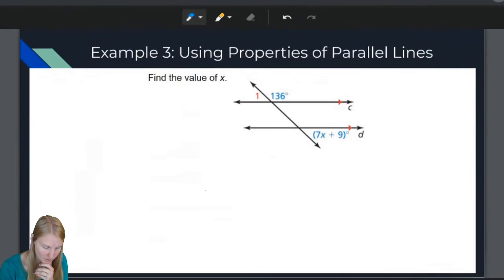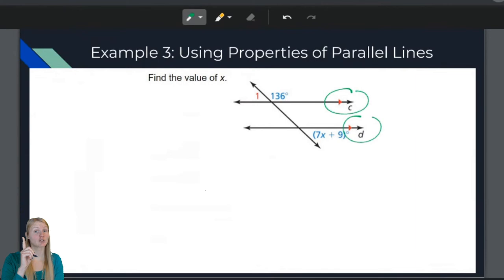Make sure that we understand what's going on. So, find the value of x. They tell us that these lines are parallel, which means corresponding angles are congruent, alternate interior angles are congruent. It means a lot of things. So yay for lines being parallel.